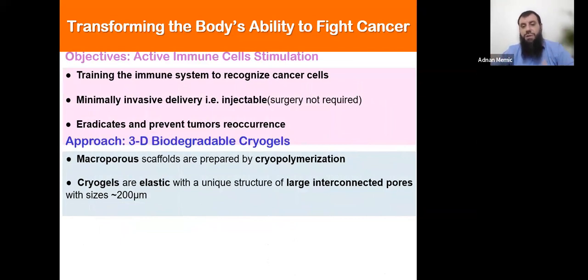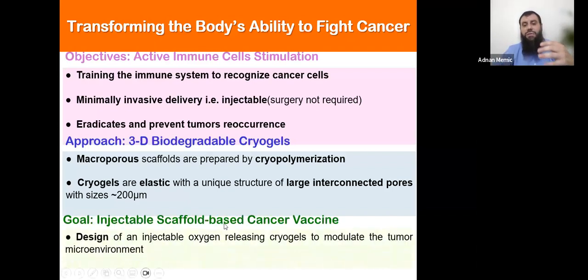So you need something which is microporous, so cells have to be able to infiltrate into this. It has to be elastic, so it can be compressed and injected. All these different engineering components have to be incorporated into these ideas. And one of the hallmarks of cancer is that it's hypoxic.